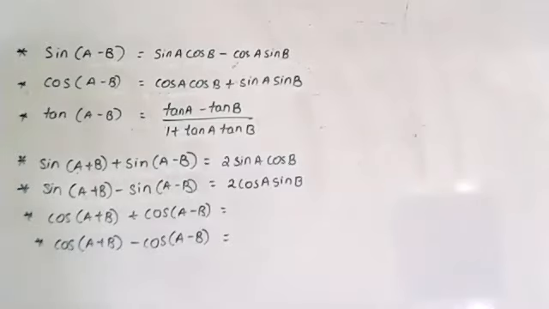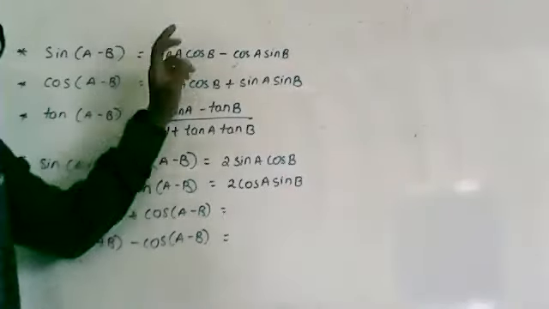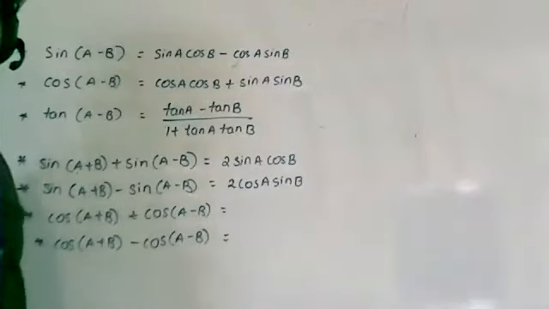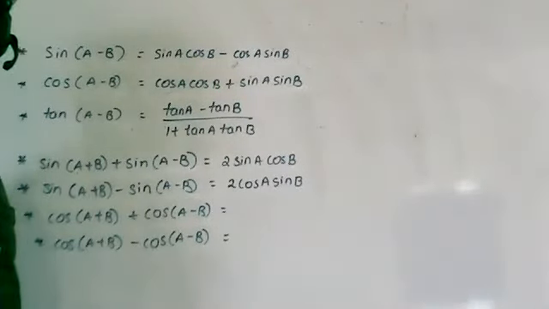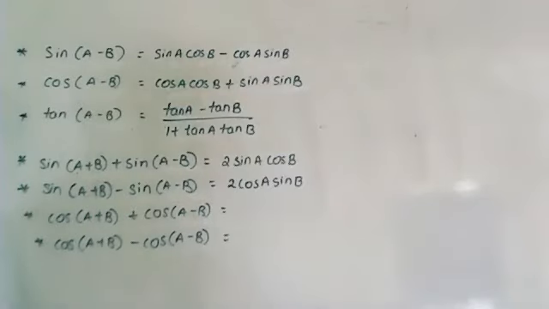Because sin(a+b) is sin a cos b + cos a sin b, and sin(a−b) is sin a cos b − cos a sin b. If you subtract this from this, then sin a cos b will cancel. Then we have cos a sin b, therefore this value is 2 cos a sin b.